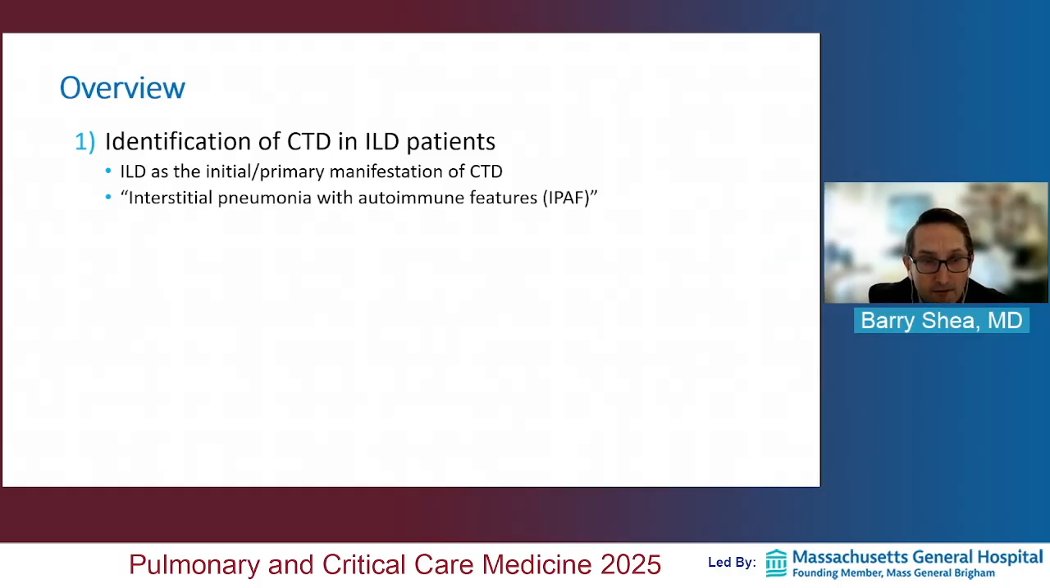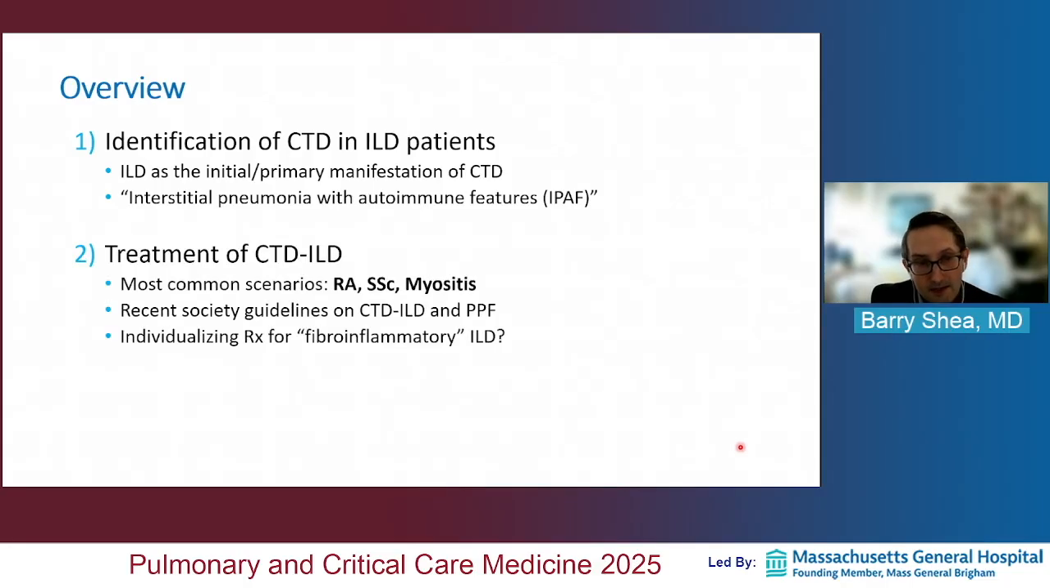The first is about identification of connective tissue disease in ILD patients, particularly understanding that in some cases, interstitial lung disease can be the initial or perhaps the only manifestation of a connective tissue disease. And to talk a little bit about this concept of interstitial pneumonia with autoimmune features. And then the second two-thirds of the talk will be focused more on some specific entities and really on the treatment of those entities.